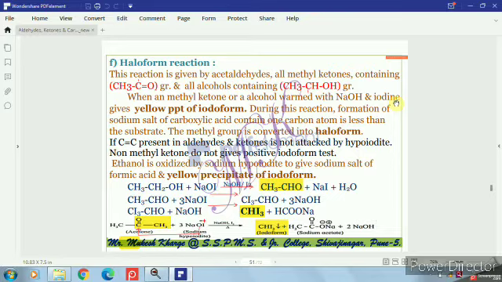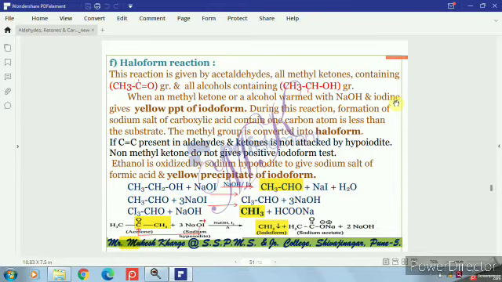precipitate of iodoform. During this reaction, there is a formation of the sodium salt of a carboxylic acid which contains one carbon atom less than the corresponding reactant or substrate. So your methyl group is converted into haloform.